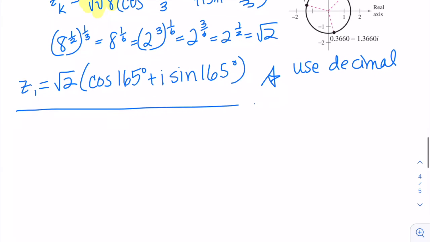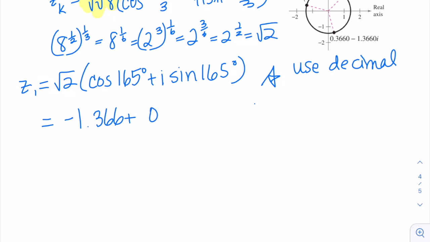All right, so simplifying that, because it's not a 30, 60, 90, well, we're going to get square root of 2 times cosine of 165, so that's going to be -1.366 plus 0.366i. Okay, so that's the first root.